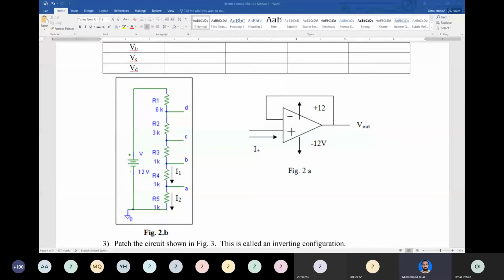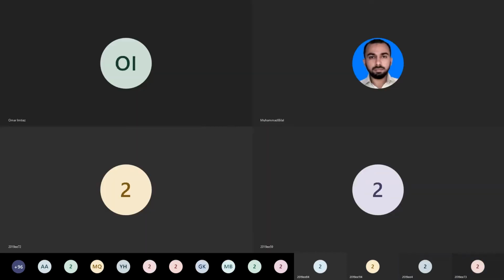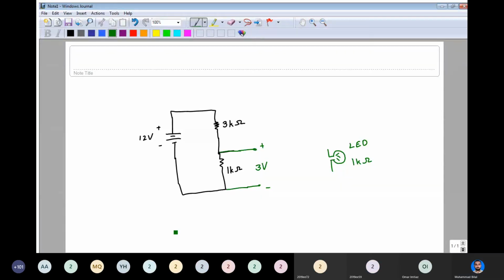If I take the control, may I share the screen? Yes, sir. Let me stop sharing. Is it visible? Yes, sir. It is visible. Okay.